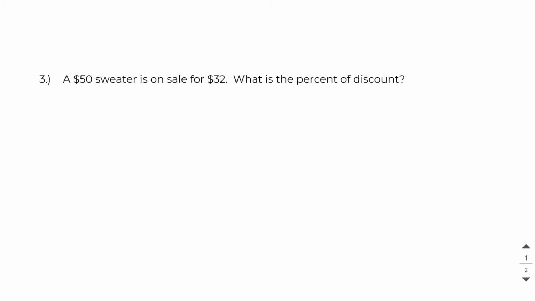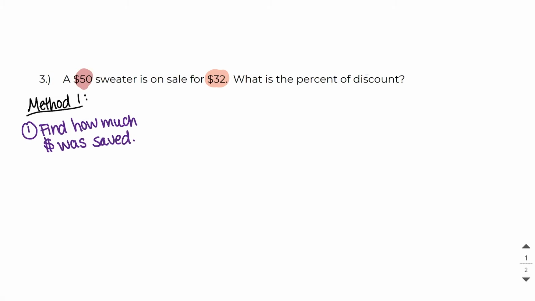Okay, in our next example, it tells us that a $50 sweater is on sale for $32. So this is the original price and this is the new price. And we want to know what the percent of discount is. So the first thing that I need to do is find out how much money I saved. So to figure that out, I would take the original price, which is $50, and I would subtract the sale price, which is $32. So now I know that I saved $18.